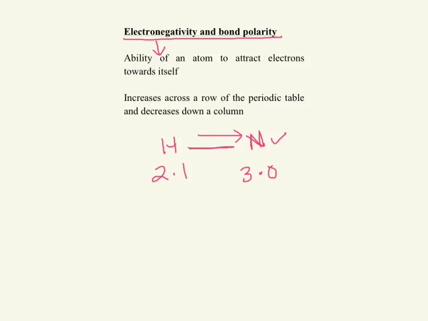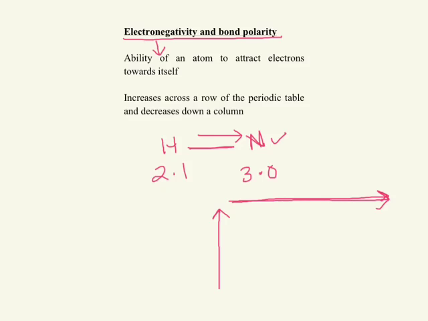And if you look in the electronegativity chart, you will see that the electronegativity values increase across a row of the periodic table and decrease down a column. If it is decreasing down a column, it means it is increasing up a column. So electronegativity increases from left to right in a period and decreases down the column.